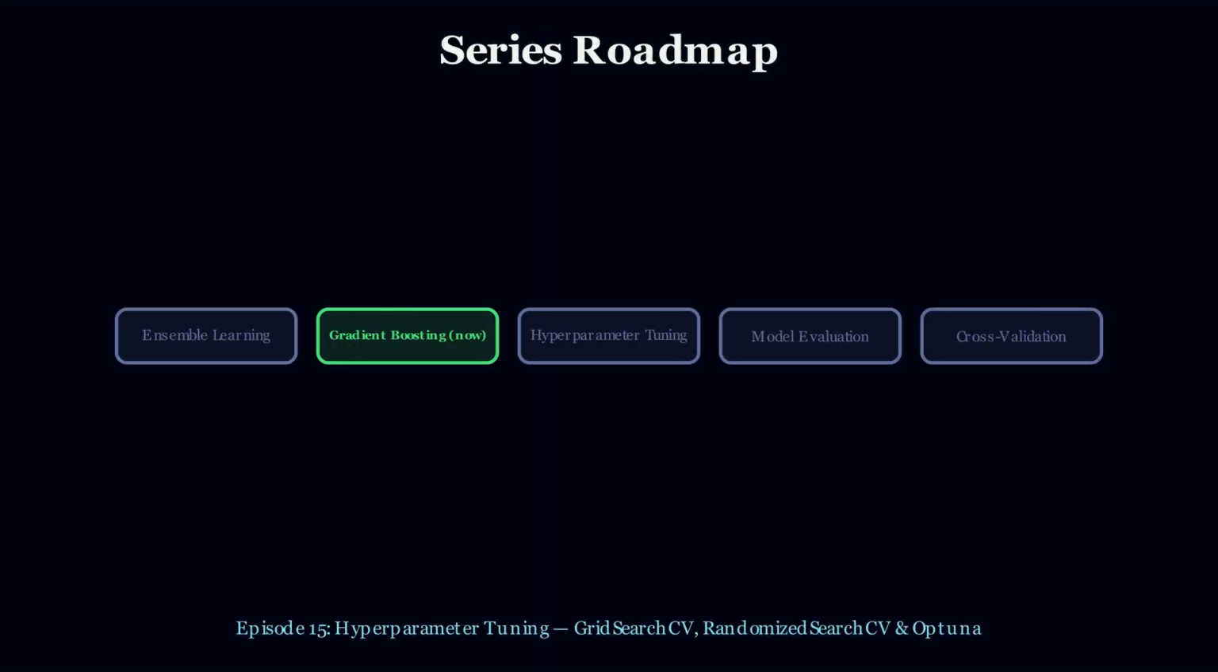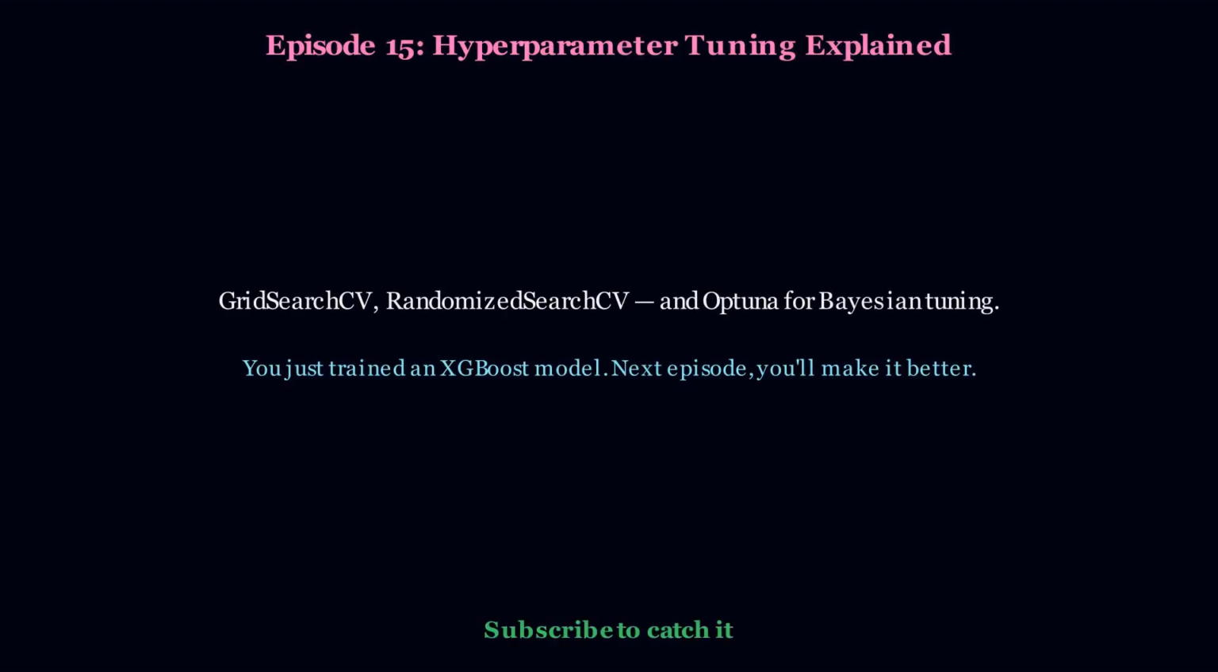Quick look at where we are. Ensemble learning, then gradient boosting. Now those two are done. Episode 15 goes to hyperparameter tuning, grid search, random search, Optuna. You just trained XGBoost with defaults. Next episode, you'll tune it. Episode 15, hyperparameter tuning explained. Grid search CV, randomized search CV, and Bayesian tuning with Optuna. We'll tune the same XGBoost model from this episode.